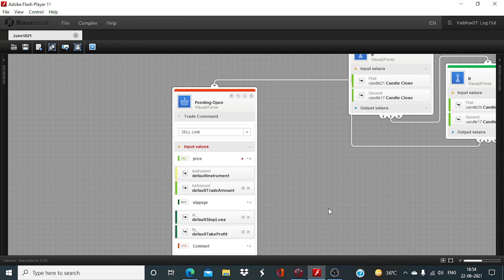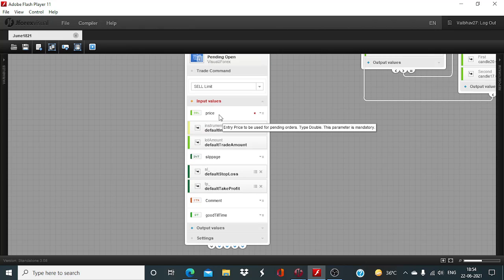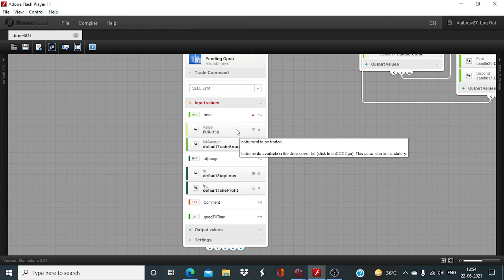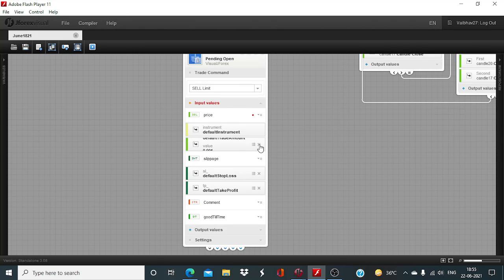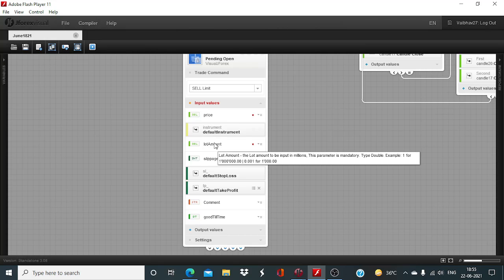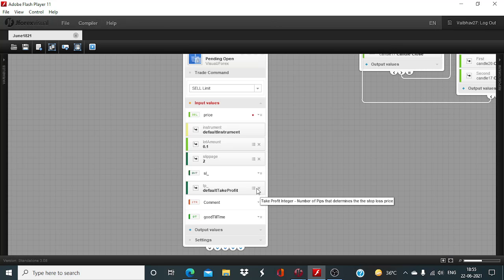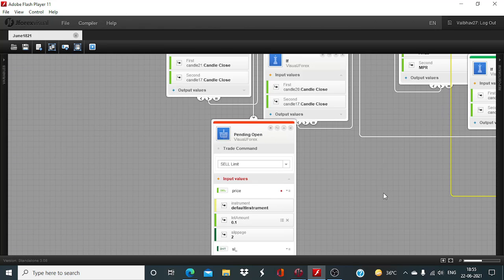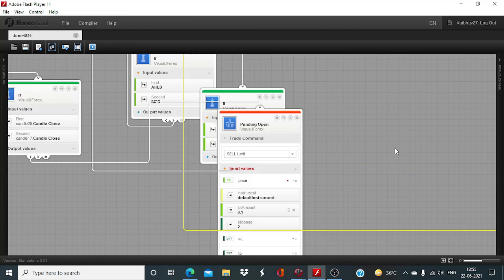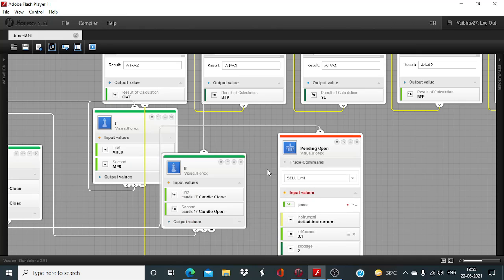Now coming to this trade command block, we have to define these parameters. The entry point where the order is to be placed. The default instrument is going to remain as it is. Trade amount, I will change it to 0.1 million. The slippage is going to be 2 pips. Stop loss and take profit, we are going to keep in a dynamic way. So we have to create new variables, and the order validity time we have already defined. We will use the same value, OVT.